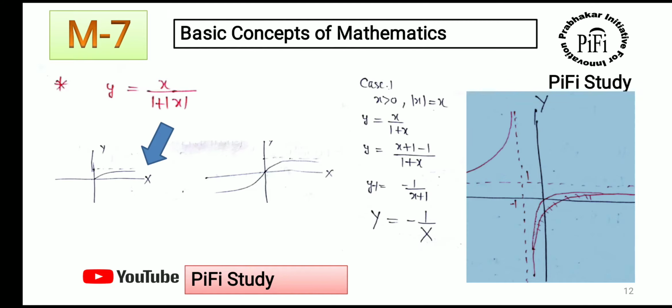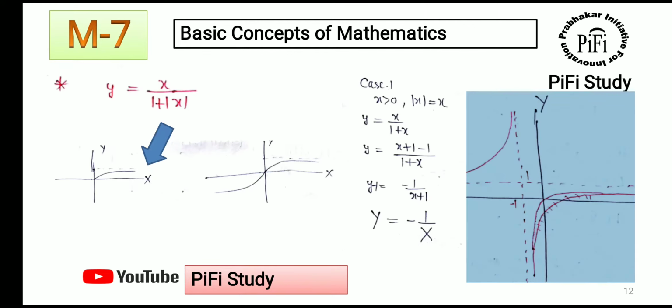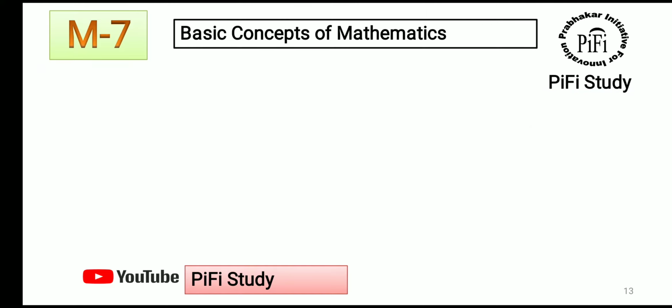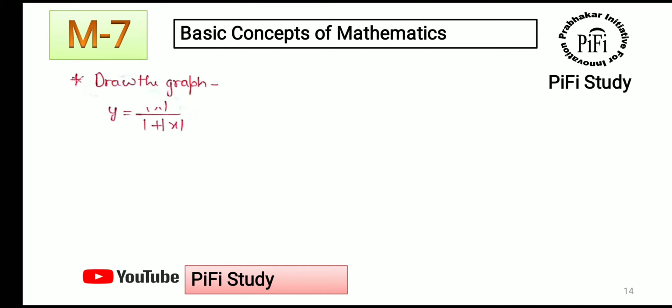Then once the mod is taken, you will get a plot like this only for x greater than 0, only for the first coordinate. Then take the second case, when x is less than 0, and you will get it like this. In this case you will get the plot in the third and fourth coordinate. As per the condition you have to take x is less than 0. So combine both graphs, then you will get the final plot like this.